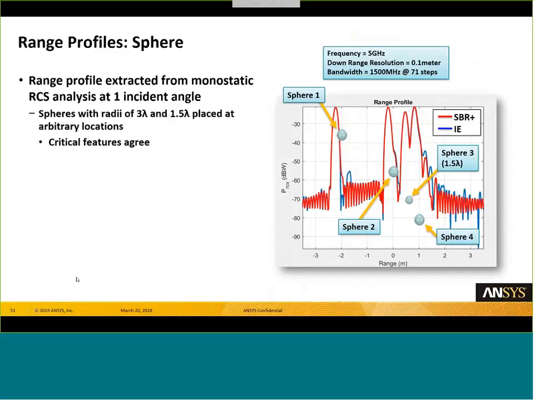So let's run through a couple of examples here. In each of these following examples, the simulation settings are going to be shown up on top of the plot. So in this case, we've got these collections of spheres. We ran the simulation at 5 gigahertz, and we defined a downrange resolution of 0.1 meter with that bandwidth that's indicated there over 71 steps.